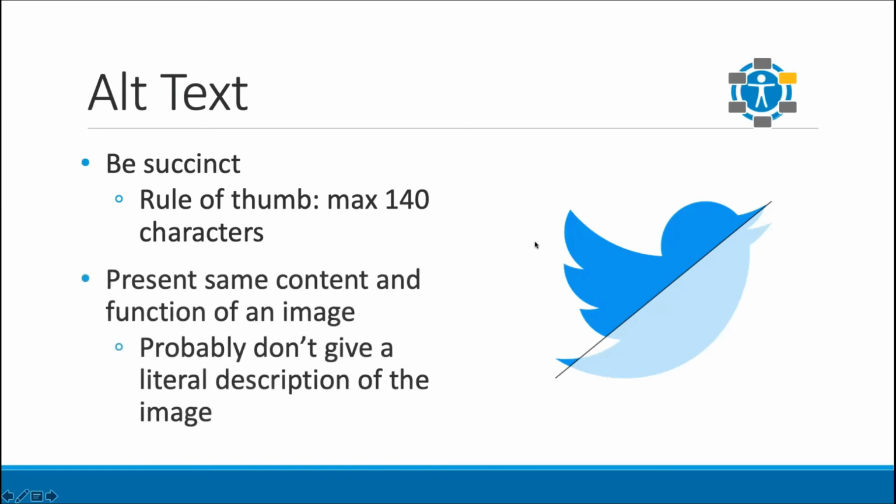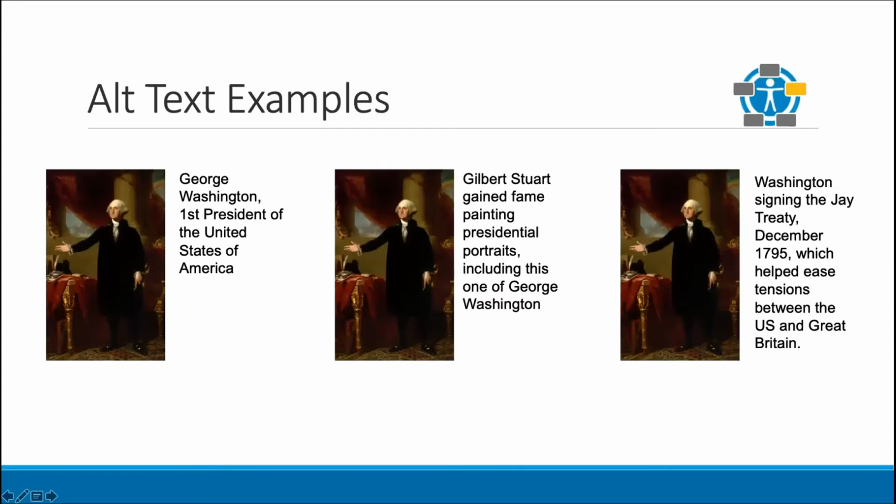And then you want to present the same content and function of the image. It's not just about rote description of the image. It's about making sure that the learning context or the importance of the image is being portrayed. So let's do a few examples here of different ways you might write alt text.